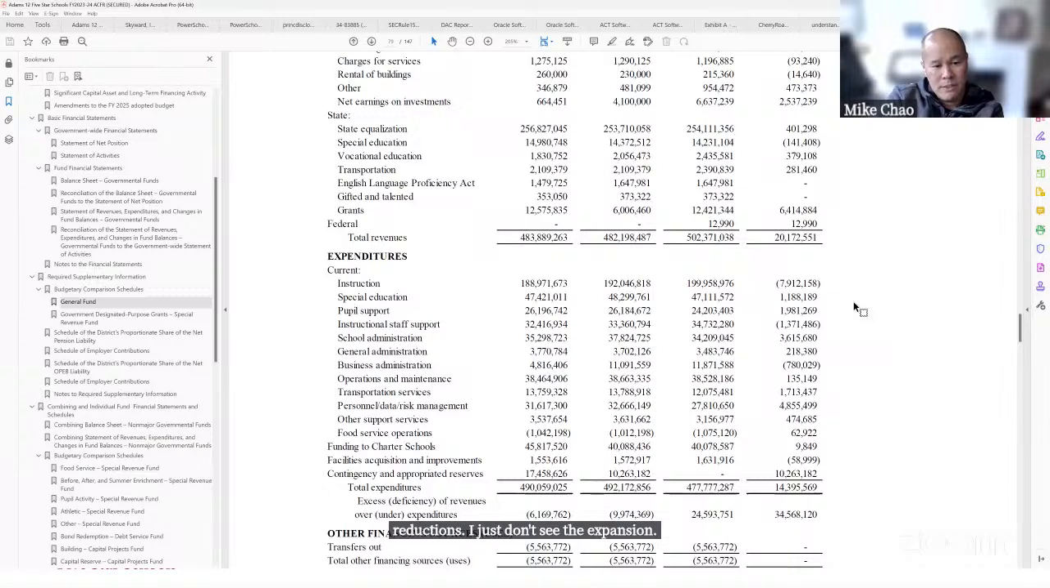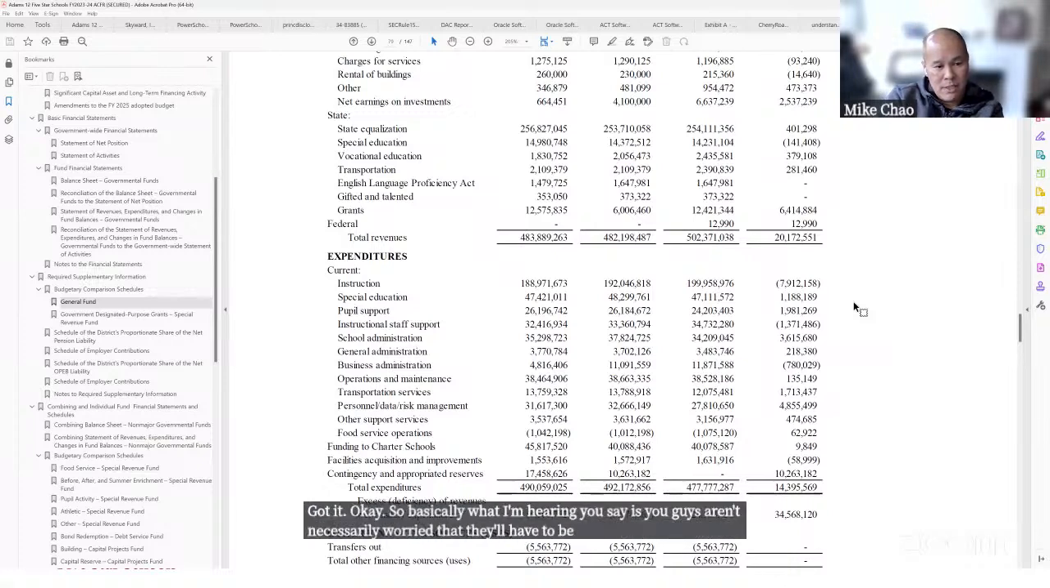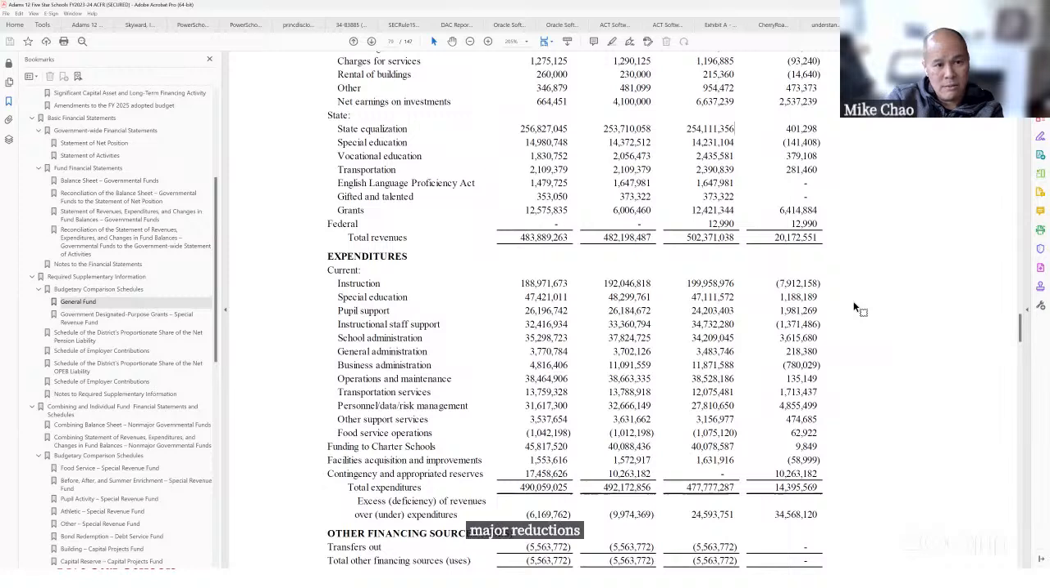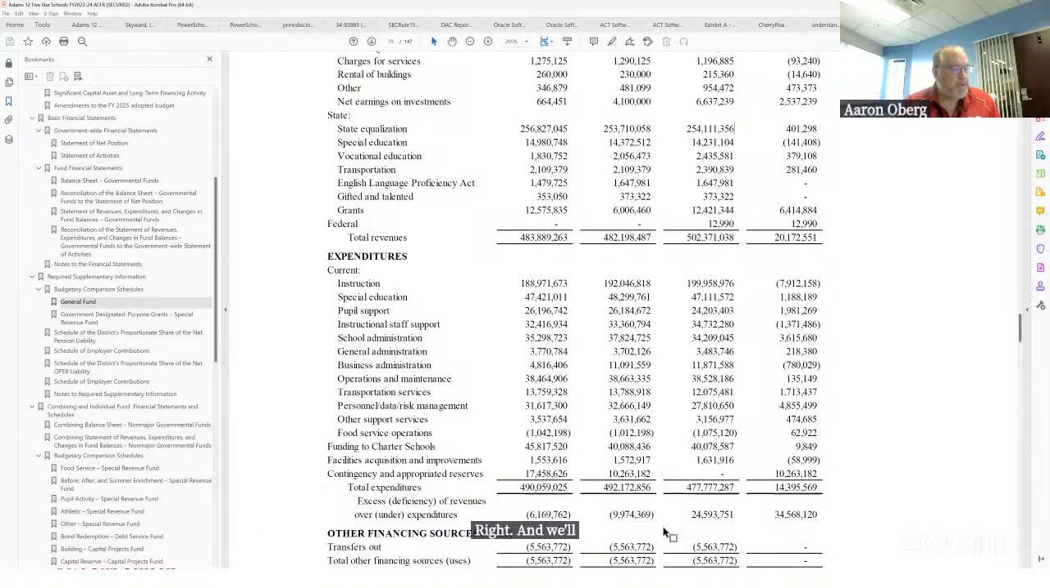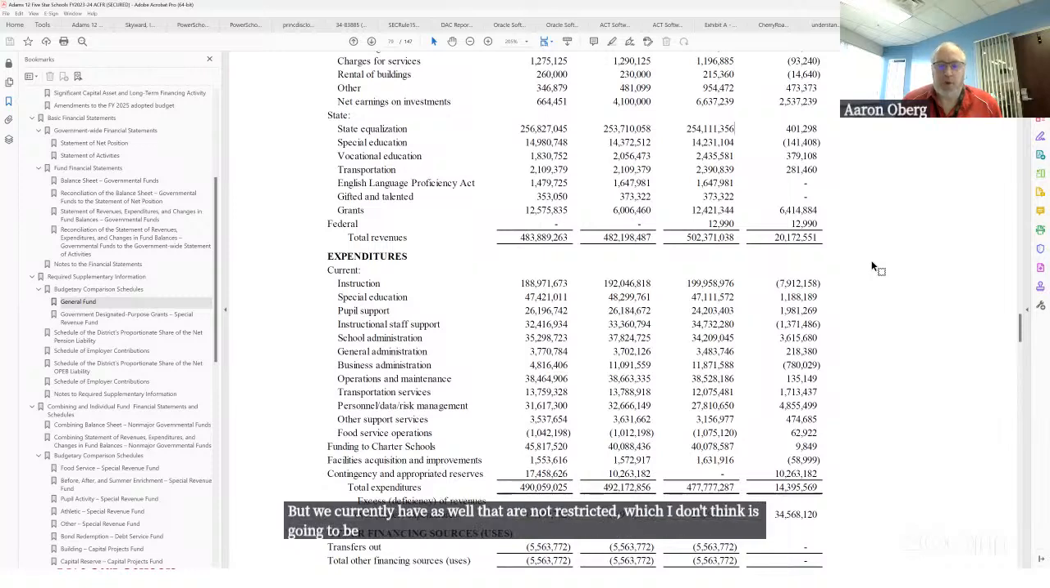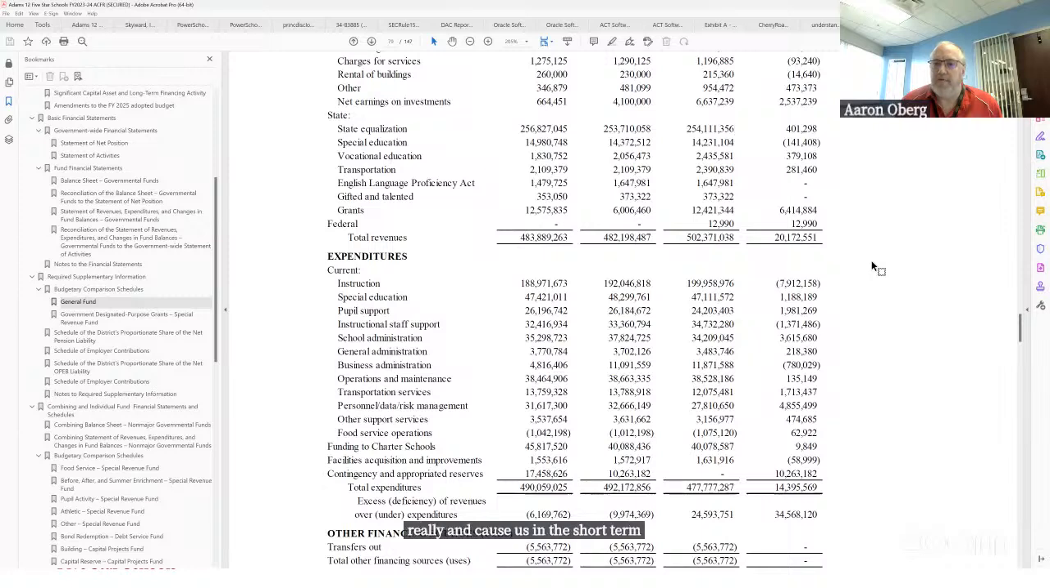Got it. Okay. So basically, what I'm hearing you say is you guys aren't necessarily worried that there'll have to be major reductions in our current spending to accommodate the mill not passing. Correct. And first we have this $24.6 million operating surplus that we currently have, and then we'll move into fund balances that we currently have as well that are not restricted, which I don't think is going to cause us those issues in the short term.